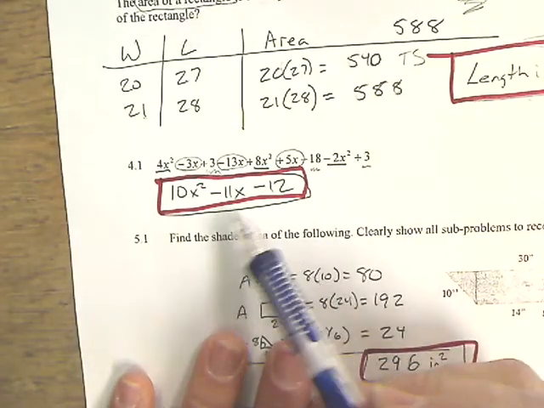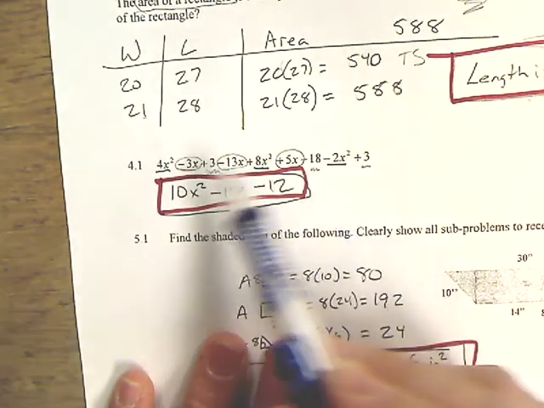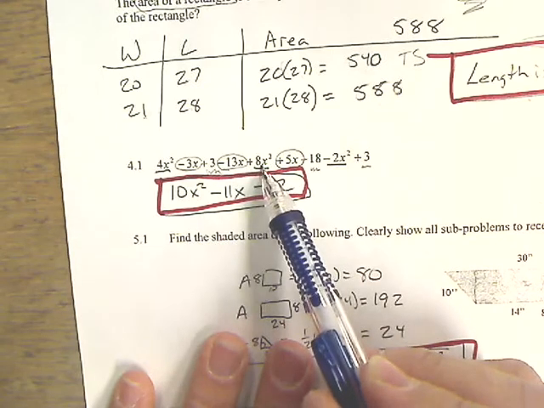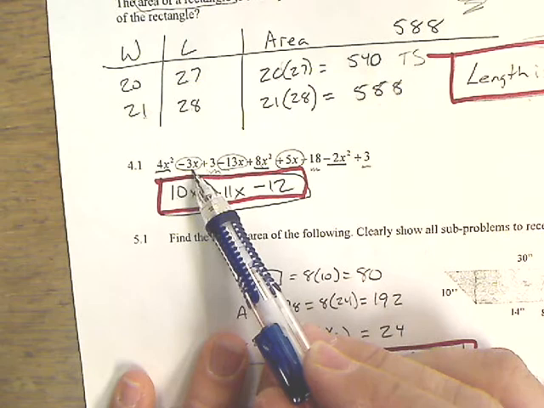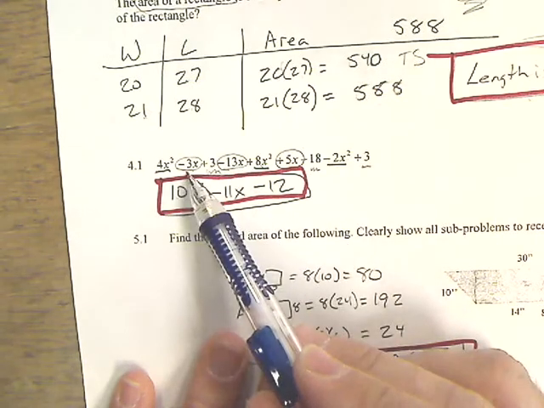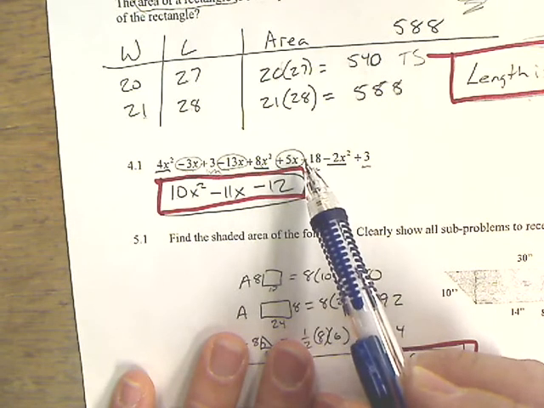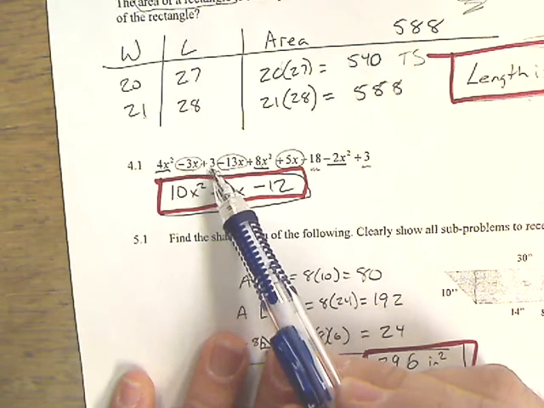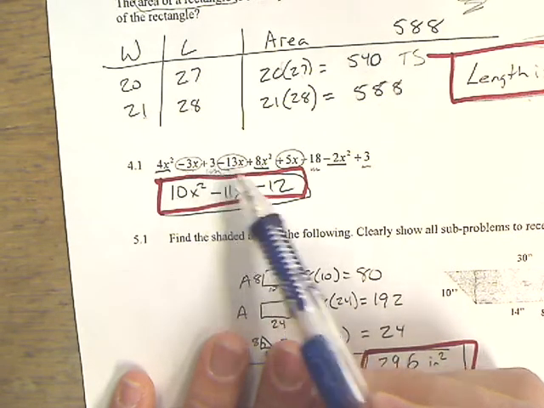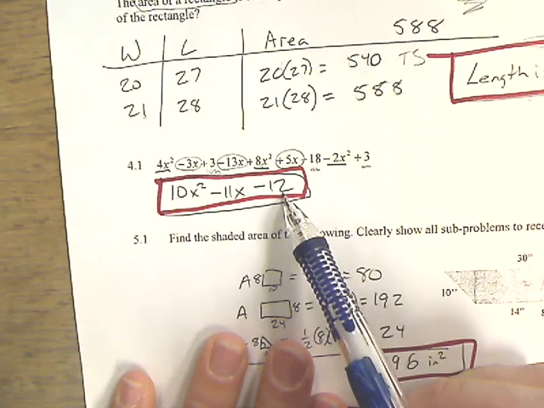Combining like terms, all the x squareds: 4 plus 8 is 12, minus 2 is 10. Then all my x's: -3 minus 13 is -16, plus 5 is -11x. And then I look at what's left. 3 minus 18 plus 3 gives us -12.